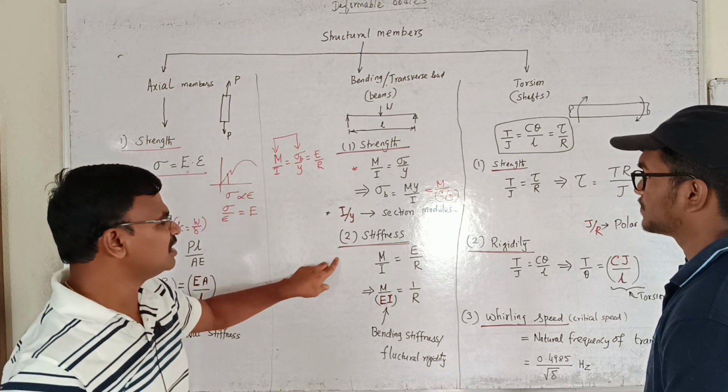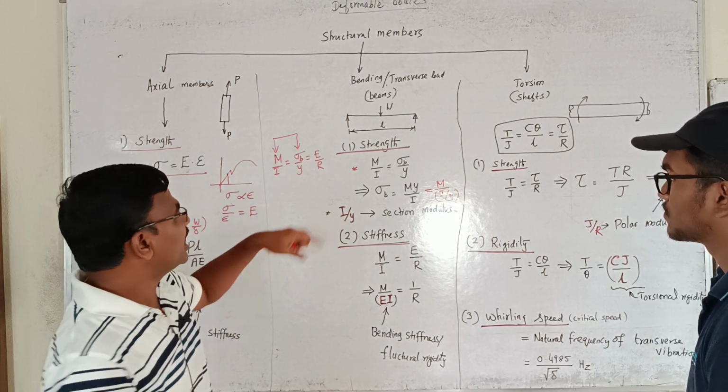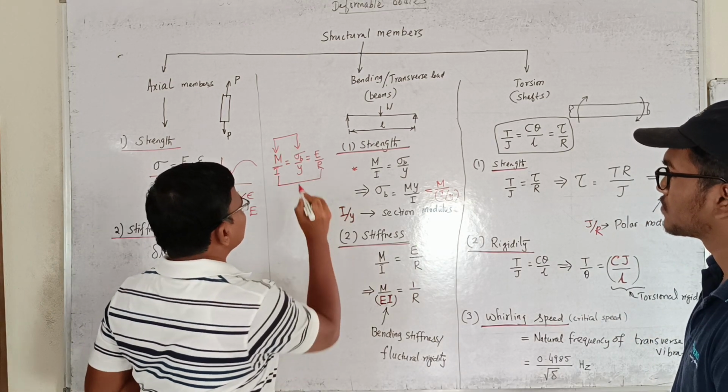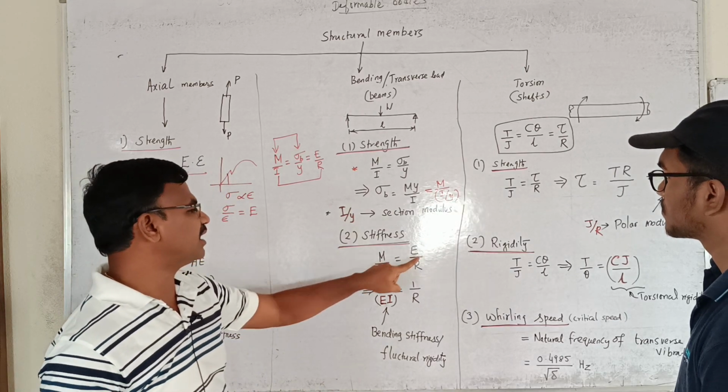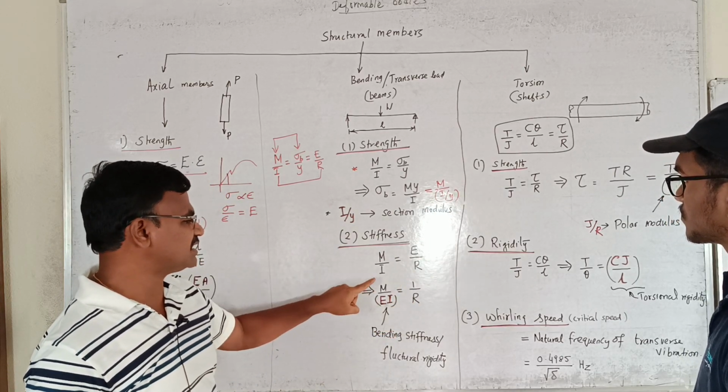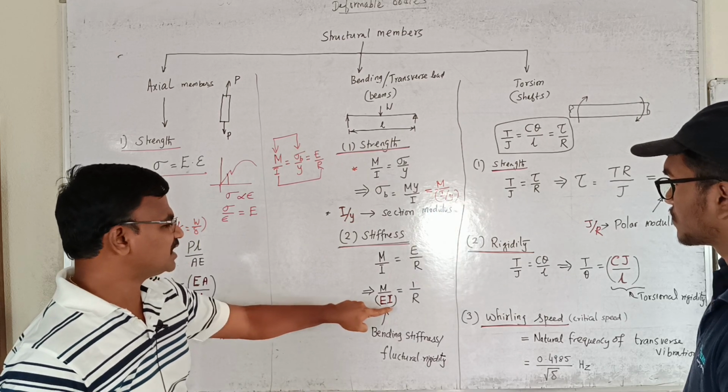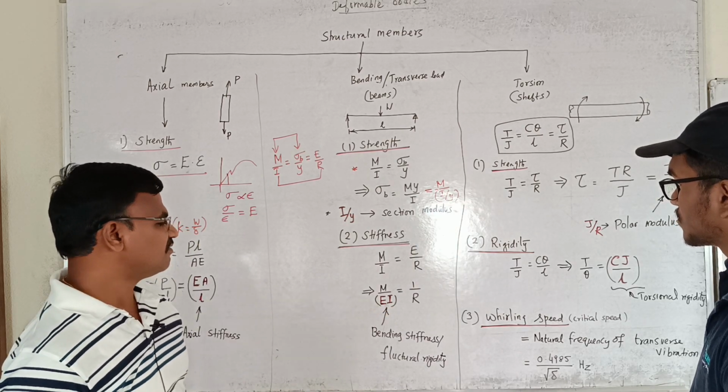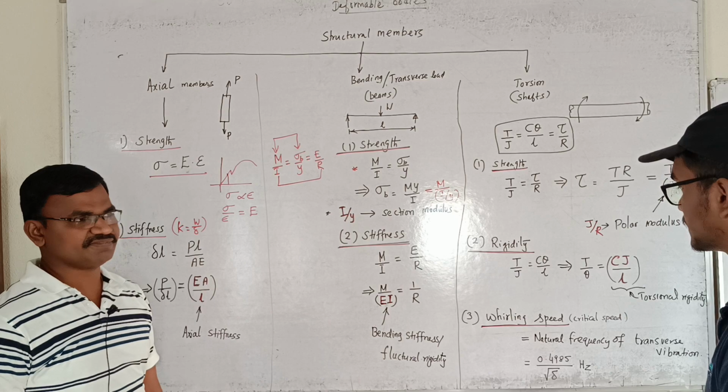Again the second thing is the stiffness. I am equating these two equations, M by I equal to E by R. From this I can get the radius of curvature as M by EI. So the term EI here we are calling as flexural rigidity or bending stiffness.